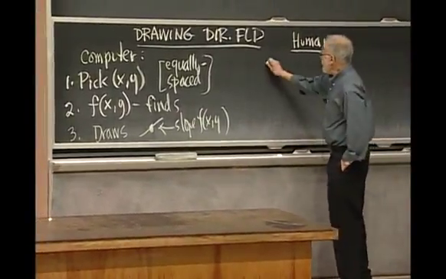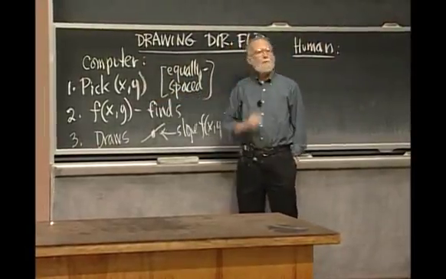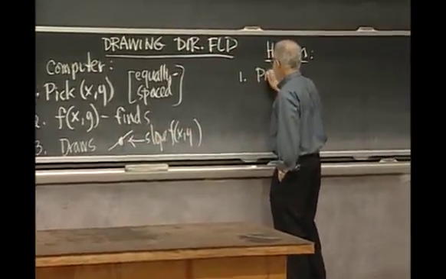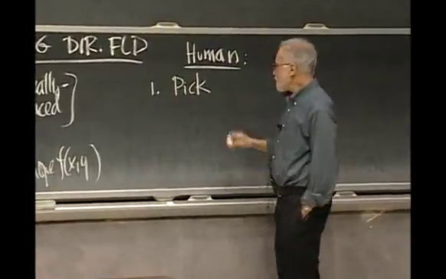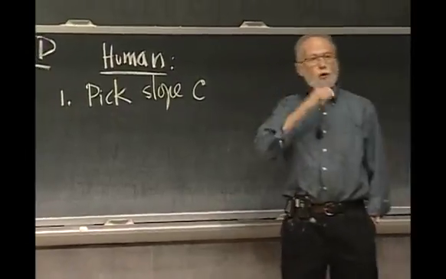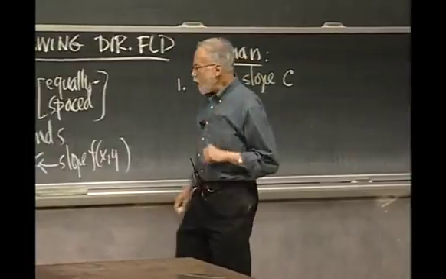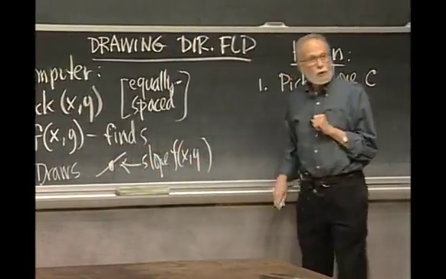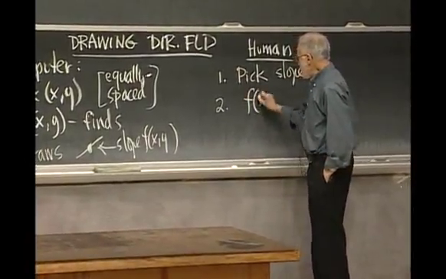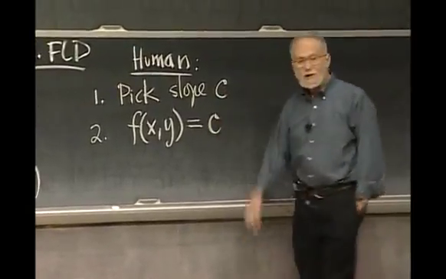So for a human, the way to do it is not to begin by picking the point, but to begin by picking the slope that you would like to see. Let's call it the value of the slope c. So you pick a number, say c is 2. I want to see where all the points in the plane are where the slope of that line element would be 2. Well, they will satisfy an equation. The equation is f of x, y equals, in general, c.